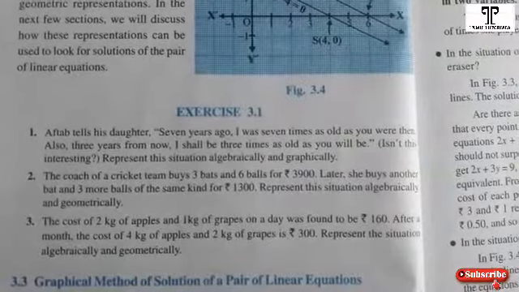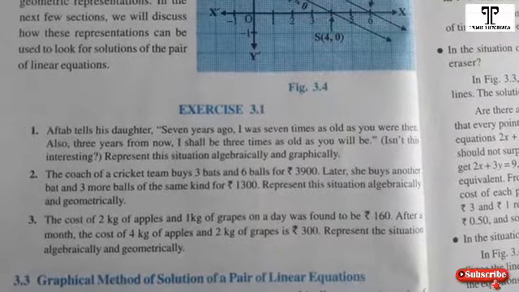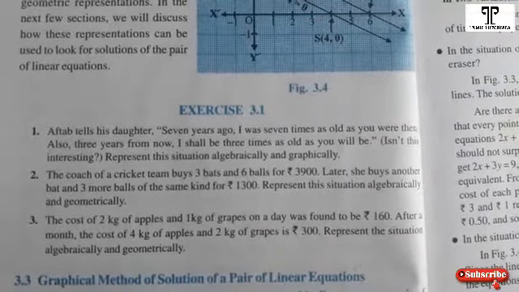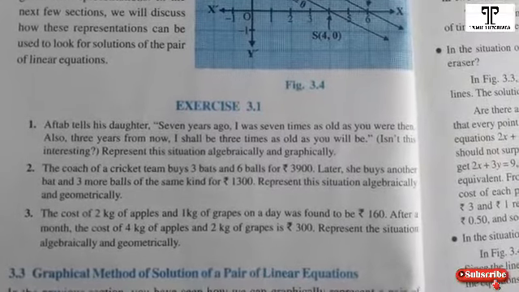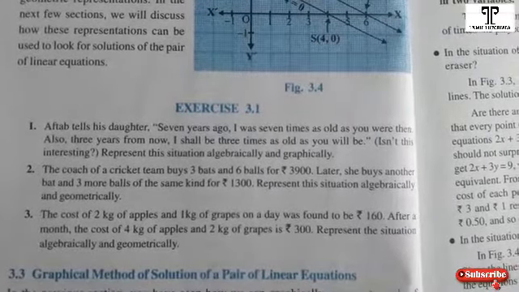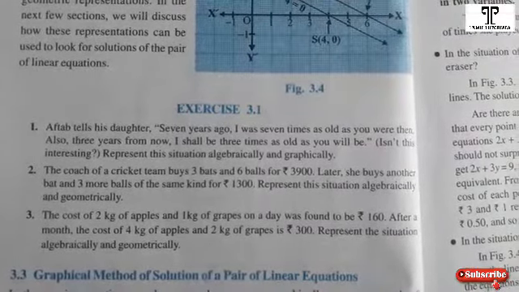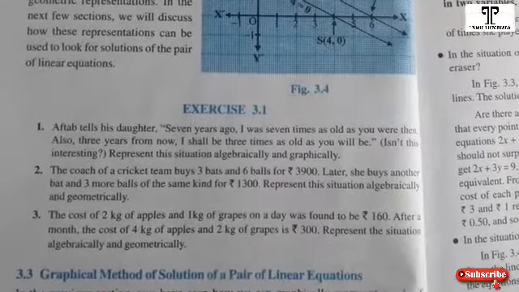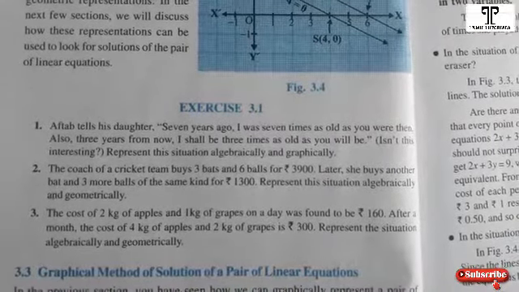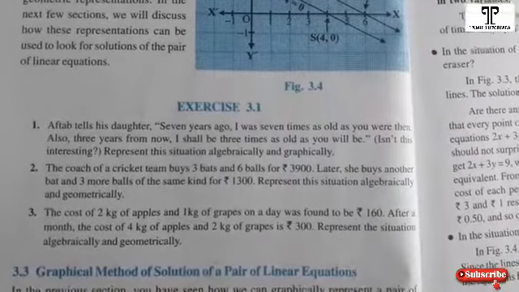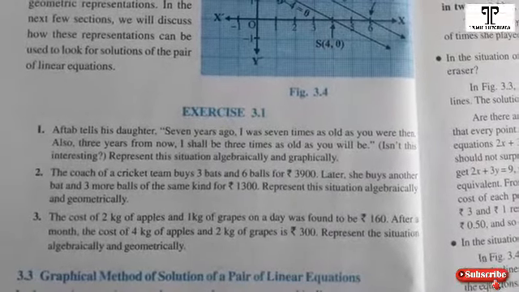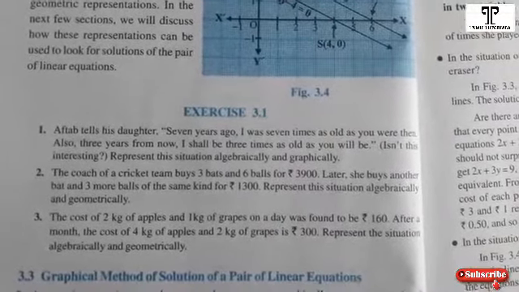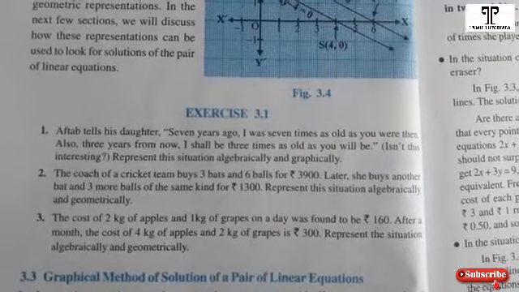So the first question here is question number 1. Aftab tells his daughter, 7 years ago I was 7 times as old as you were then, also 3 years from now I shall be 3 times as old as you will be. So isn't it interesting? Represent the situation algebraically and graphically.